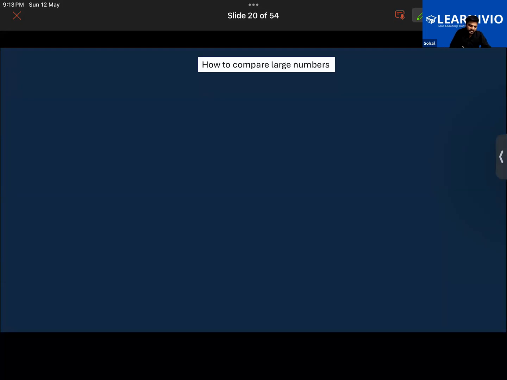The first rule in order to compare numbers is if the number of digits is unequal, the number that has more digits is obviously greater than the number that has fewer digits. For example, 9876435 is greater than 1896543 because the number of digits is more.